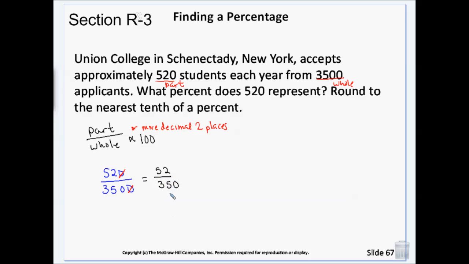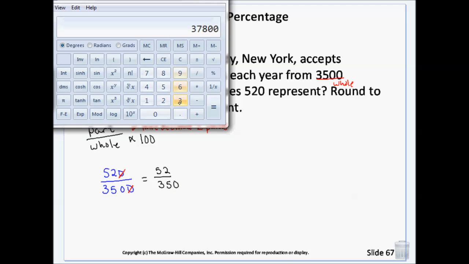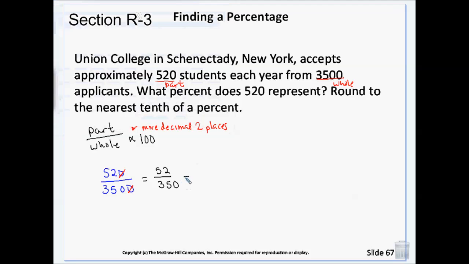which you can divide that just exactly like it is if you want. I usually divide smaller numbers, but like I reduce them first, but it doesn't really matter. That's going to give me 0.14857. And there's a bunch of other stuff, right?